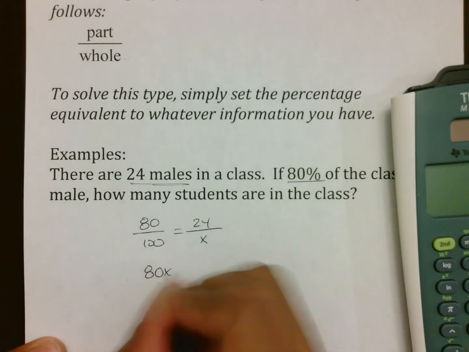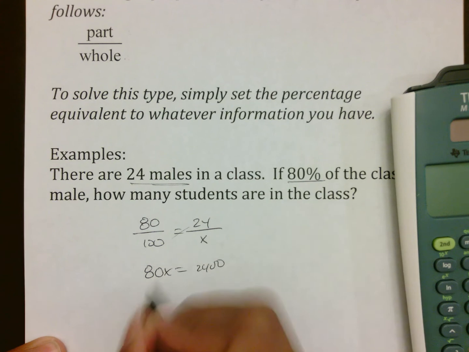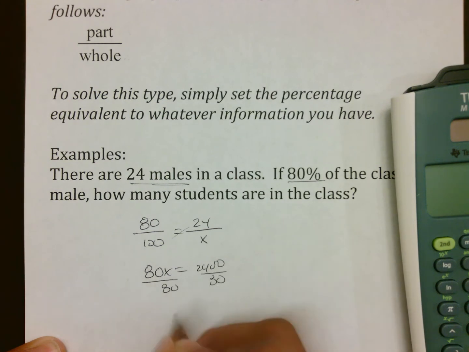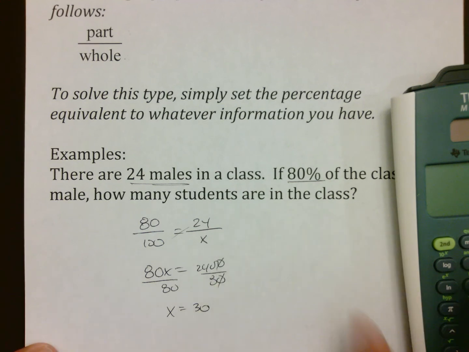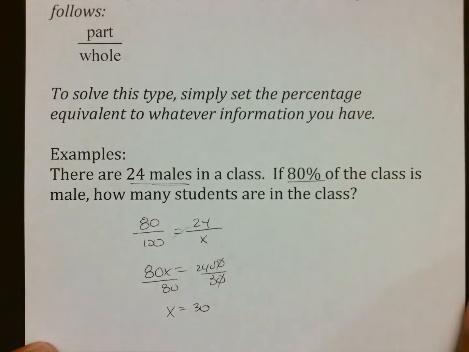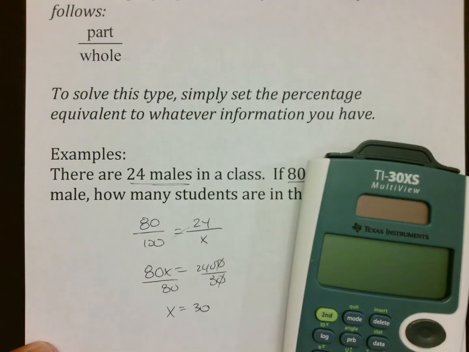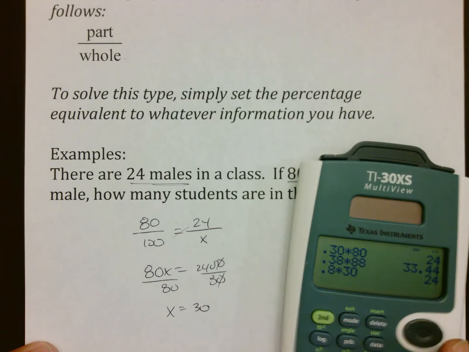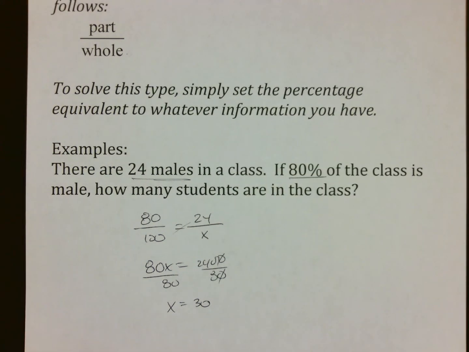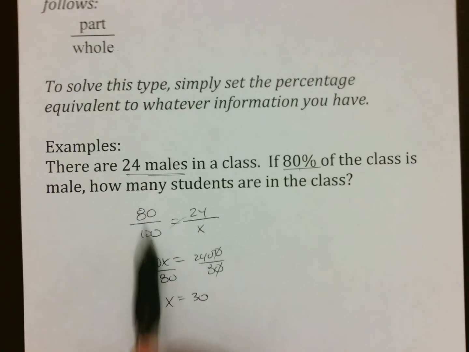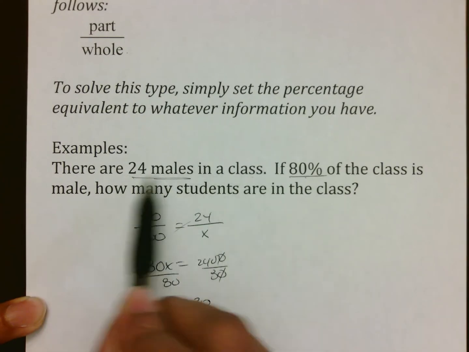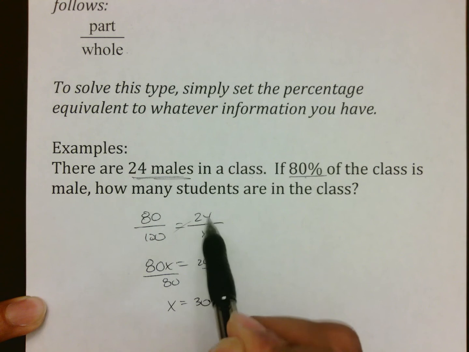So you do your 80x equals 2400. You divide by 80. You find out that there are 30 people in the whole class, and again 80% of that, and you can check that out. 80% of 30 gives you your 24 and tells you that everything is right. So again, the key thing here is 80% gave me my first part of the proportion. 24 males in a class, 24 males represented a part, so that 24 went up here. The whole class is what I'm looking for, and so that's why my x went there.